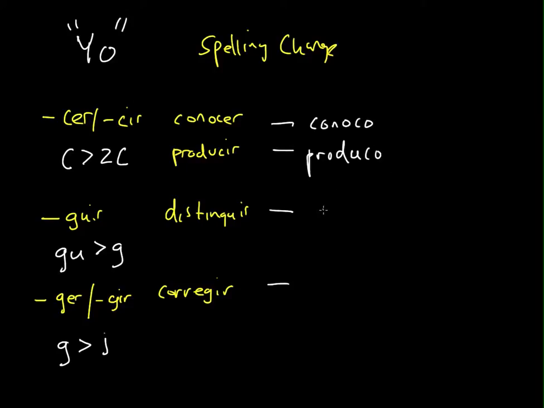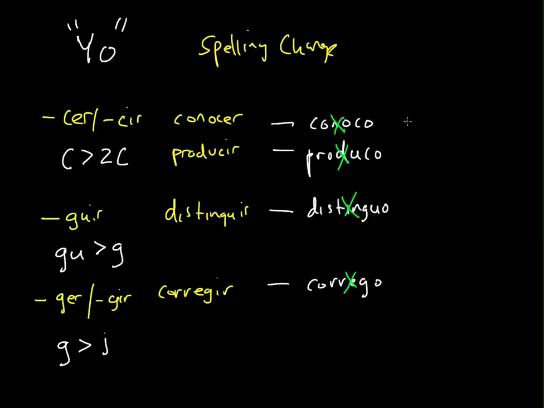produco. You may write distinguo, and you may write corrego. Okay, now all of those are wrong, so I'm going to just draw a little X through all of these. Okay, why are they wrong? Well, because they don't take into account the changes that we just discussed.